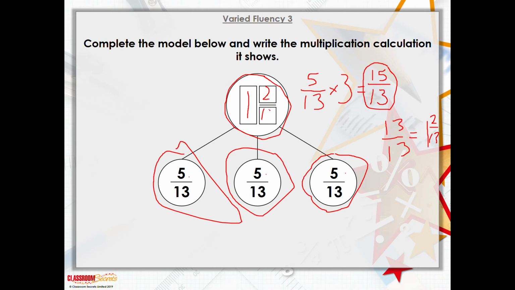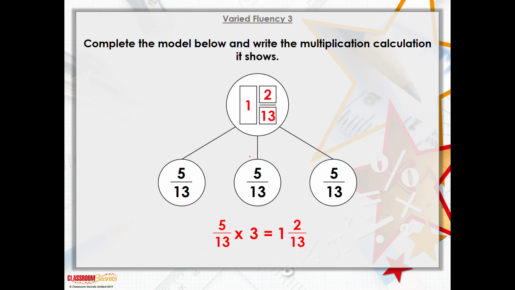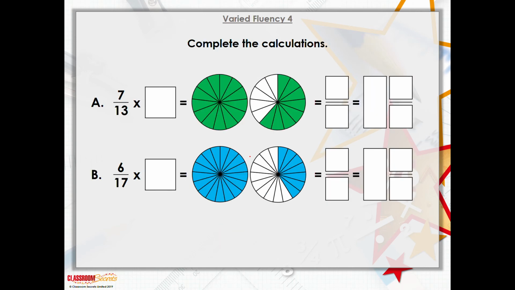And here, remember, when we're converting from an improper fraction to a mixed number, we are applying our times tables knowledge. So how many 13s are in 15? That is 1. So that's our one whole number, that's 13/13. And then how many do we have remaining? Here we have 2 remaining because it was 15/13. And that's our answer.